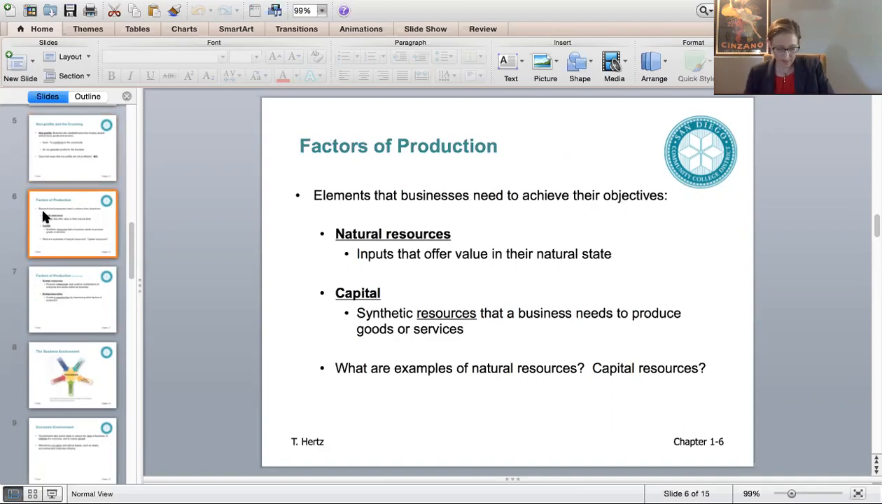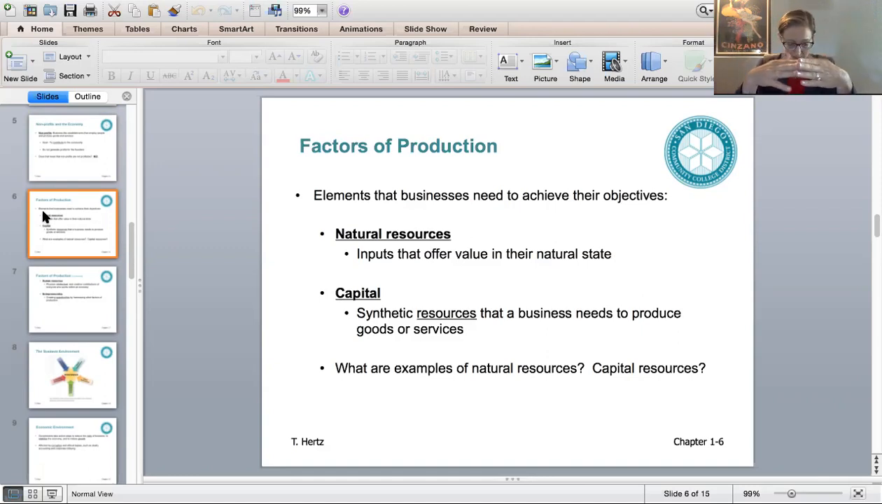So let's talk a little bit about the factors of production. Businesses depend on the factors of production to achieve their objectives. The factors of production help the economic system to function. They help to create wealth. So factors of production are any elements that businesses need to achieve those objectives. They include things like natural resources, capital resources, and other resources that we'll go into.